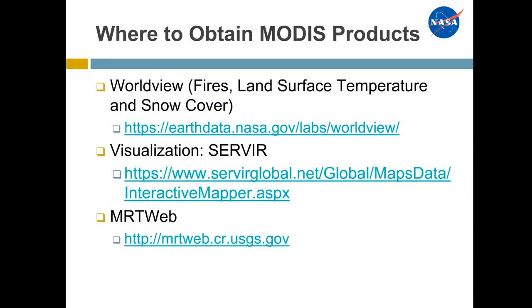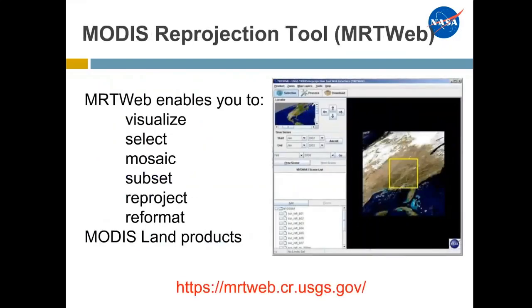Here are some additional places to find MODIS data, and these provide more visualization tools. First listed is Worldview, which is a tool that provides the capability to interactively browse and download global satellite imagery. Currently, there are limited MODIS land products available. You can find fires, land surface temperature, and snow cover on that website. SERVIR, a joint NASA-USAID capacity building program, has a global visualization mapper that enables you to visualize MODIS and other data globally. MRT Web will be discussed next.